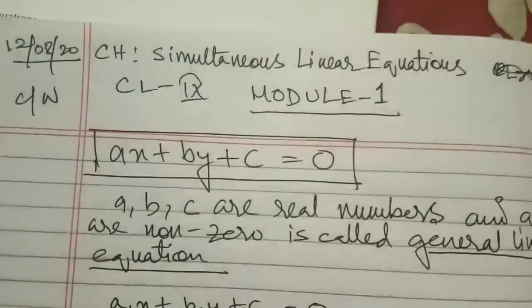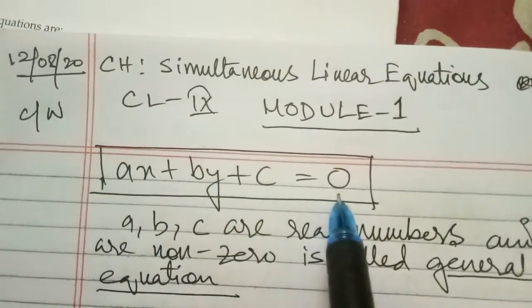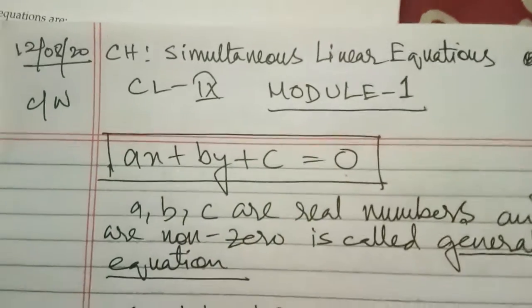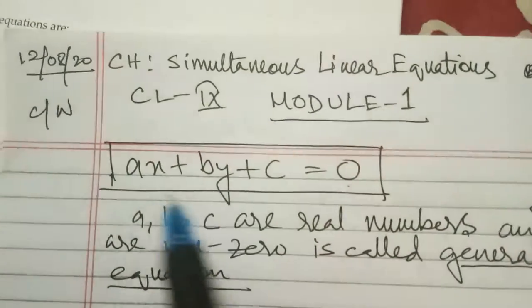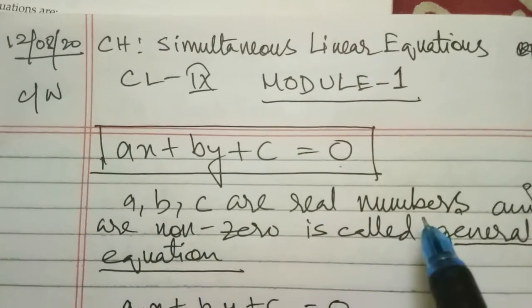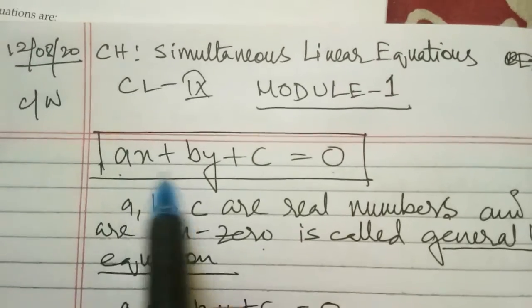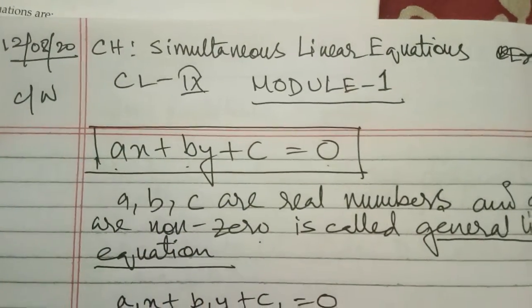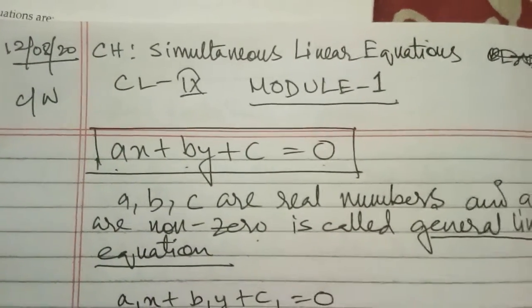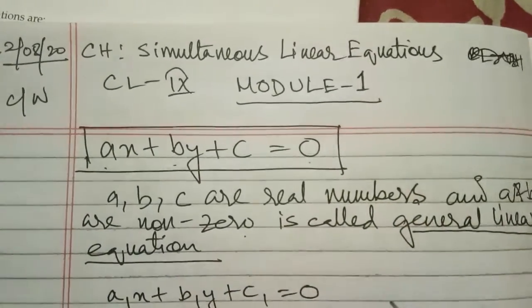This part you have done, that is forming an equation, ax plus by plus c equals 0. It is a linear equation in two variables format. Here a, b and c are real numbers and a and b are non-zero. Non-zero means these two numbers cannot be 0. They can be 1 or more than 1, and they can be negative also. It is called the general linear equation.